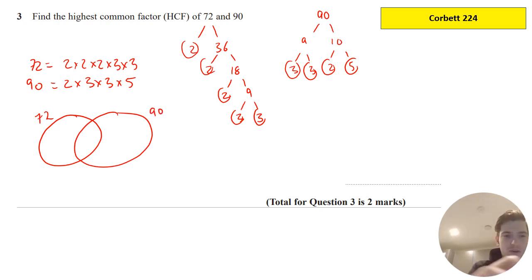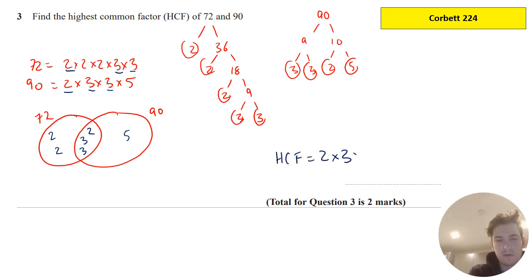What factors do they have in common? Well, they've got 1, 2, which goes in the middle. No more 2's in common, but they've got 1, 3, and another 3 in common. And so what is left? Well, 2 2's for 72 and a 5 for 90. So my highest common factor is all the ones in the middle multiplied together, which is 18. So definitely practice this if you are not so confident, but hopefully this was okay for you.